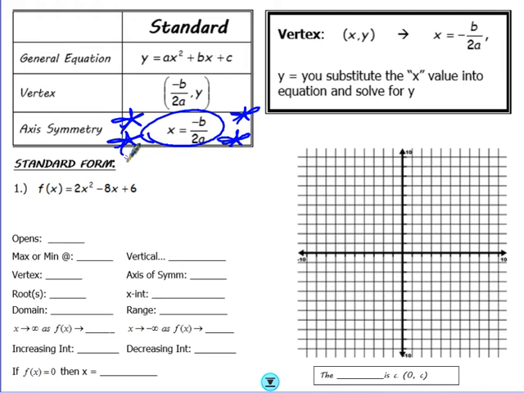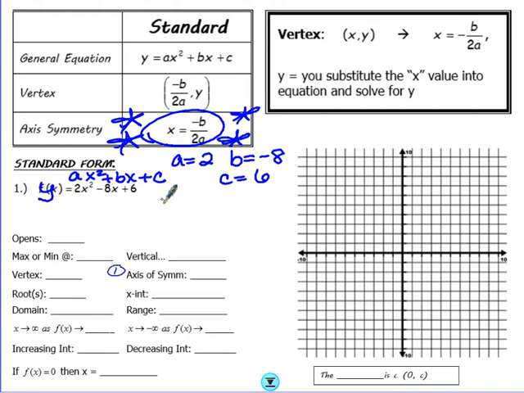Okay, so standard form for number 1, f of x equals 2x squared minus 8x plus 6. So f of x, think of it like a y. So we've got ax squared plus bx plus c. So our a is 2, our b is negative 8, and our c is 6. Those are important values to identify because we're going to need them to find our axis of symmetry. So that's the first thing we're going to do, is find our axis of symmetry.